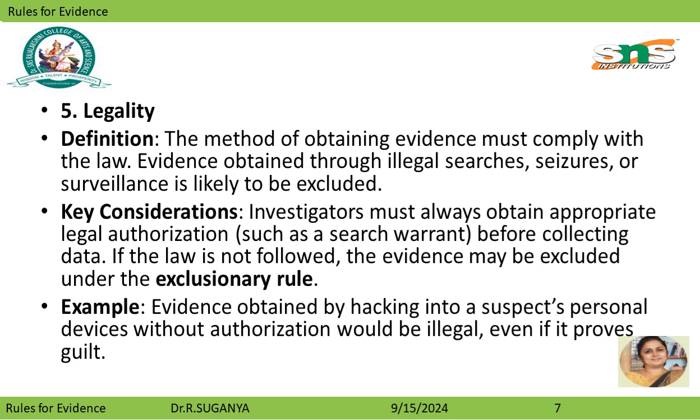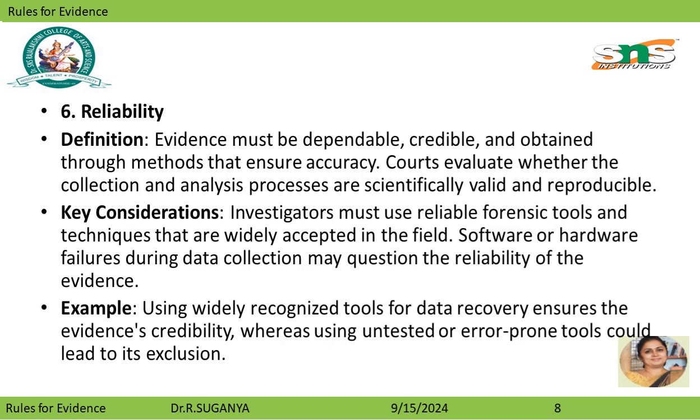Legality. Definition: the method of obtaining evidence must comply with the law. Evidence obtained through illegal searches, seizures, or surveillance is likely to be excluded. Key consideration: investigators must always obtain appropriate legal authorization before collecting the data. If the law is not followed, the evidence may be excluded under the exclusionary rule. Example: evidence obtained by hacking into a suspect's personal devices without authorization would be illegal, even if it proves guilt.